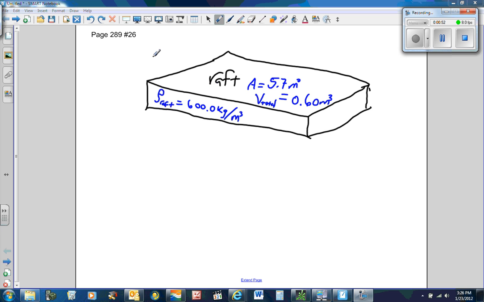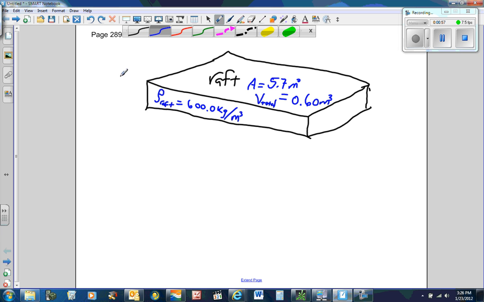So basically, we want to know, when we put this in water, so let's pretend this is water here that goes all the way around, right? We want to know how deep is it in the water. So we're wanting to know this distance right here from here to there. We want to know what is H? That's what we want to know.